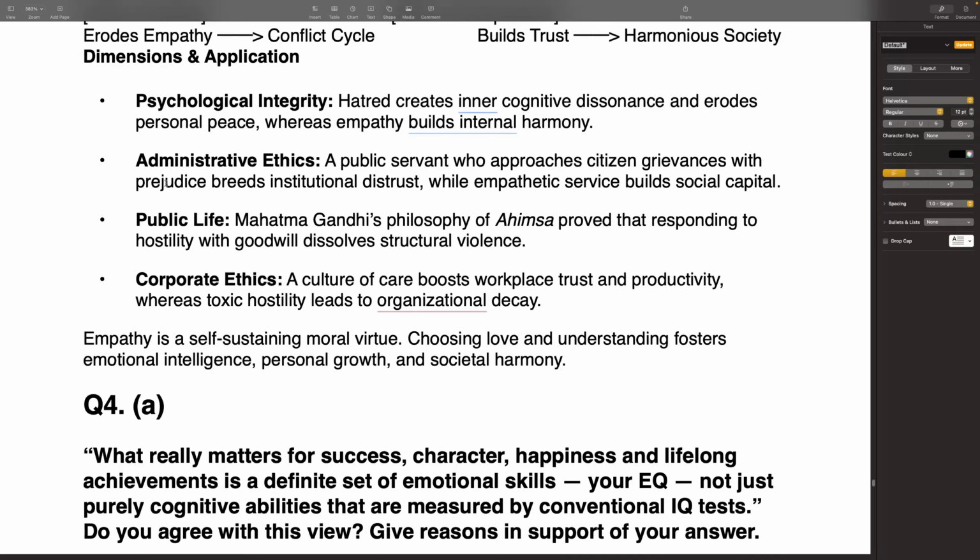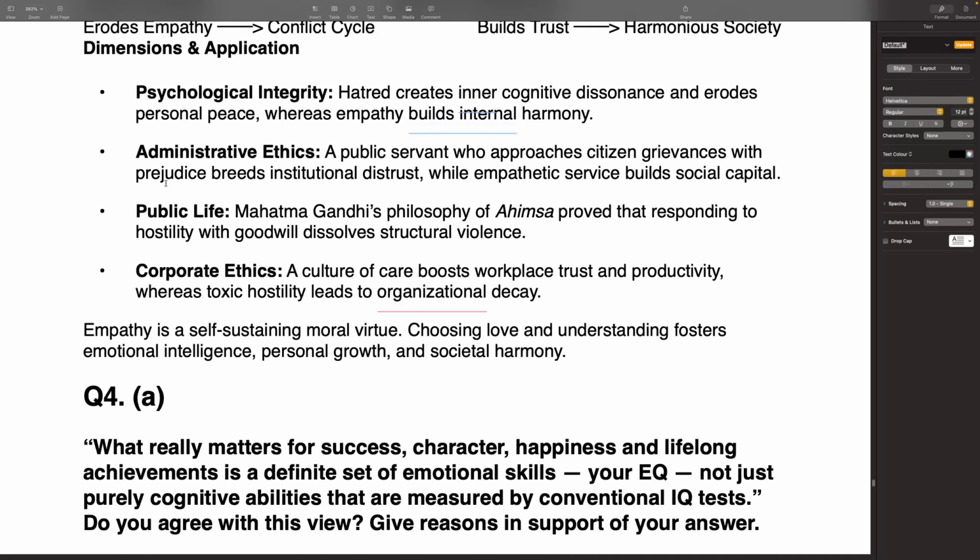Corporate ethics. A culture of care boosts workplace trust and productivity, whereas toxic hostility leads to organizational decay. Empathy is a self-sustained moral virtue. Choosing love and understanding fosters emotional intelligence, personal growth, and societal harmony.